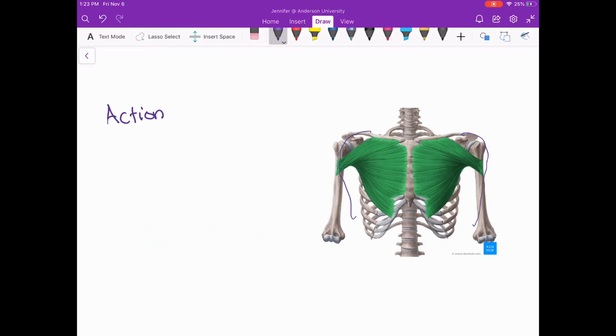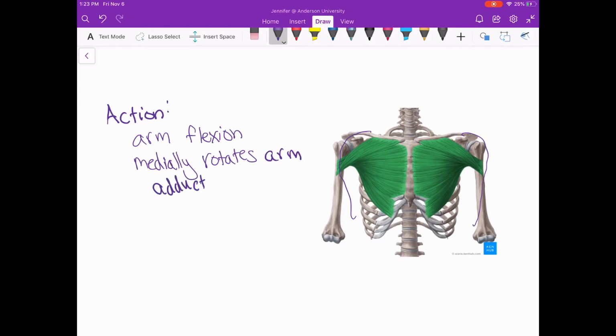So the action for this one is a prime mover of arm flexion. It adducts and medially rotates the arm. So basically it brings the arm towards the body and it pulls the chest upward also. Some people can move these like The Rock by themselves. He's got good pec muscles.